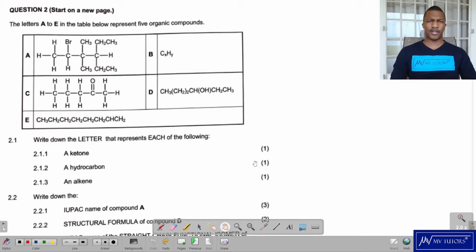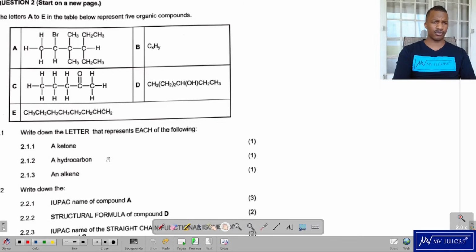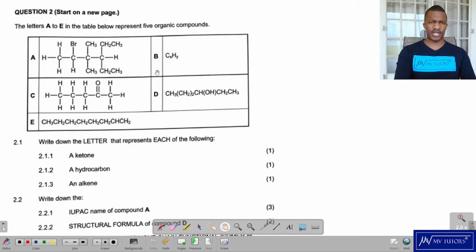Well, without any further ado, let's just get right into this exam. This is question number 2, and the letters A to E in the diagram below represent 5 organic compounds. By the way, this is paper 2, question 2, physical science prelim. So this is a chemistry part. Write down the letter that represents each of the following. Right now we're looking for a ketone.